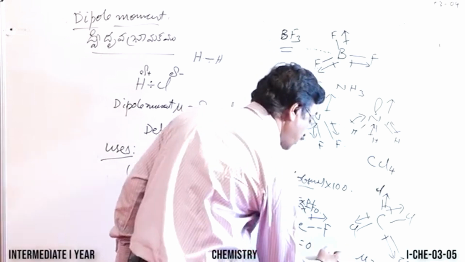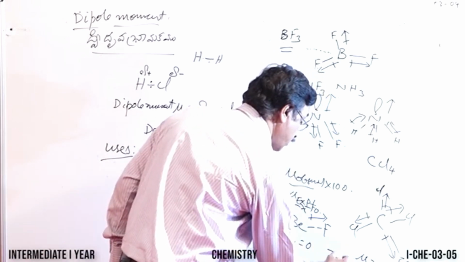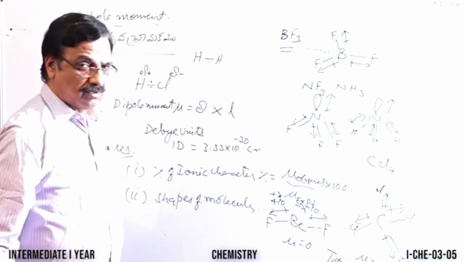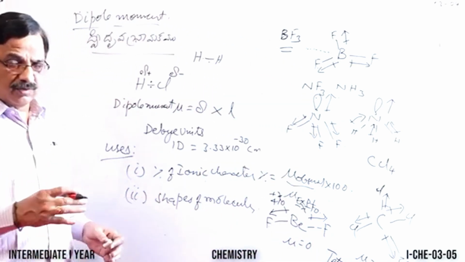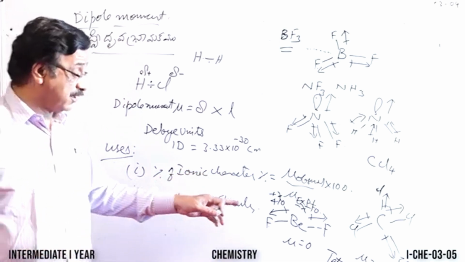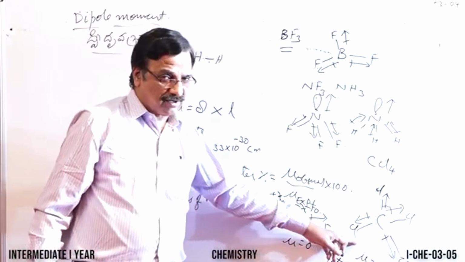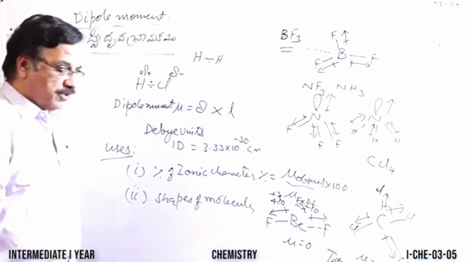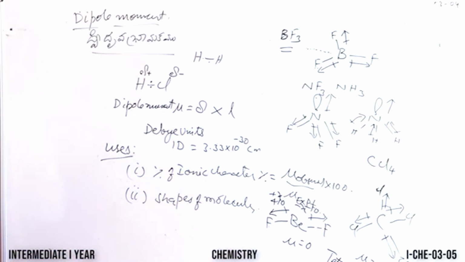When it is tetrahedral, the total molecule's bond moments, the dipole moment, will become 0. So that's why the shape of the molecule is tetrahedral, right? So let's go to the molecular orbital theory.